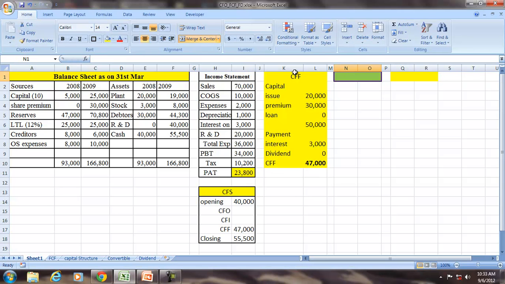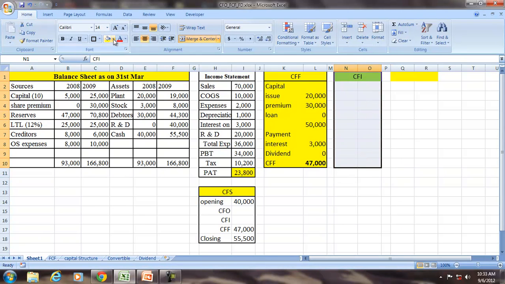Now we'll find out the cash from investment decision. The cash from investment decision, CFI, shows the cash inflows and the cash outflows from the purchase of fixed assets or purchase of intangibles or purchase of investment, and similarly the sale of fixed assets, sale of investment, or the sale of intangibles.